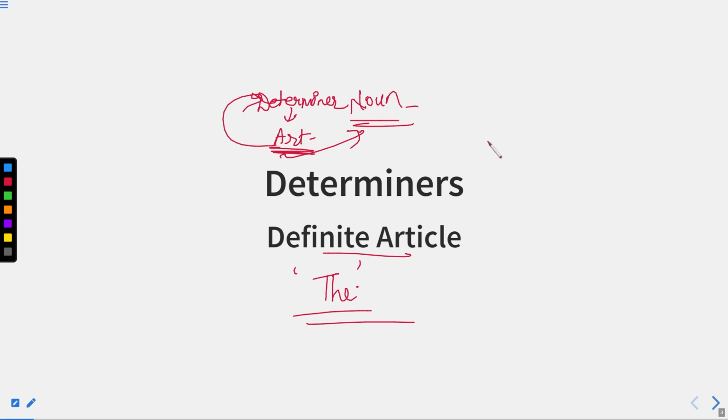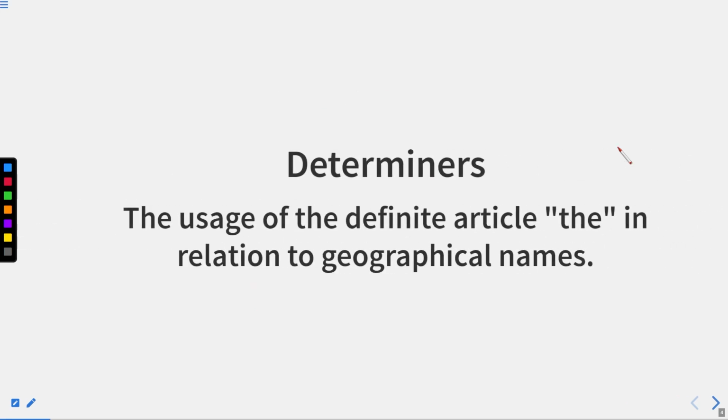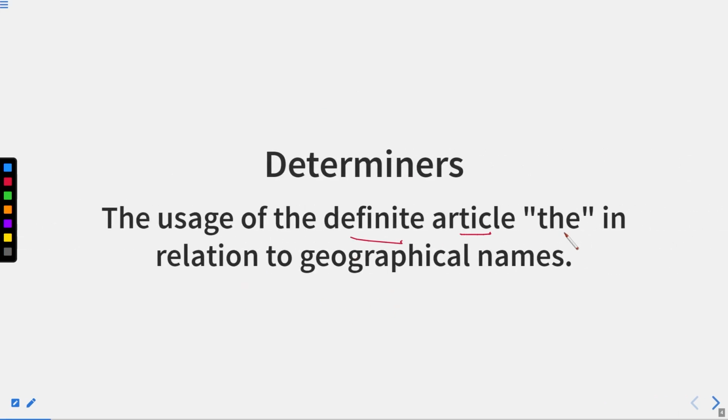To use this article the, we should have a noun over there. Now we know well that a noun can be countable or uncountable. But here, it does not matter at all. It should be a noun, that's it. Whether definite or indefinite will be decided by definite article the. Because if any noun is particular or it is used in particular sense or it is specific, we use the before it.